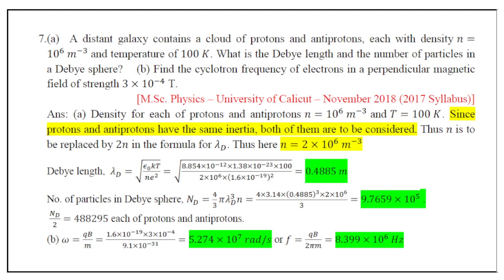Then the next problem is omega, that is the angular cyclotron frequency omega equal to qB by m. q is the charge of the electron, since it is the cyclotron frequency of electrons. So it is the charge of the electron times the magnetic field divided by mass of the electron. So we will get it in radian per second, or the frequency qB by 2 pi m in hertz.